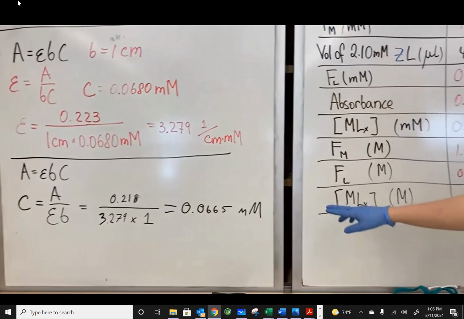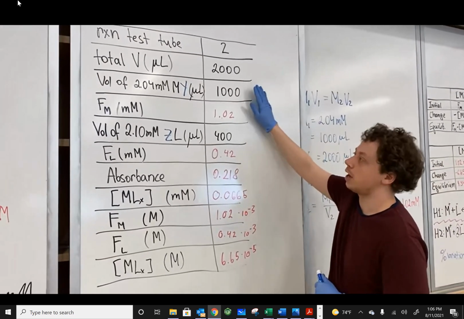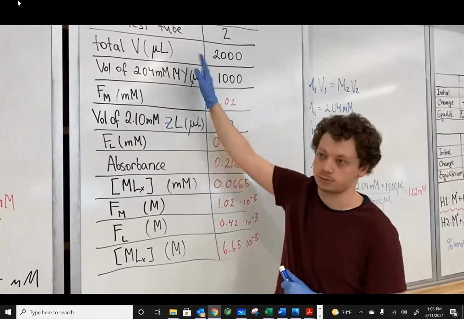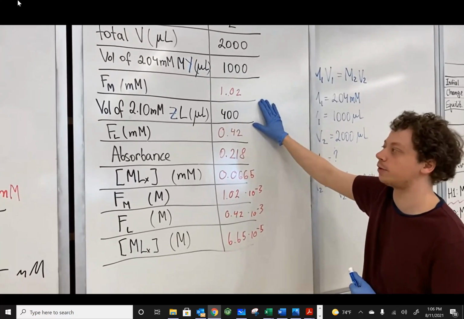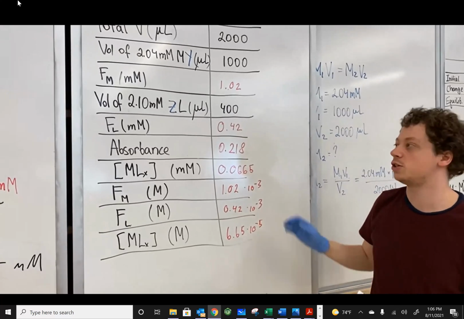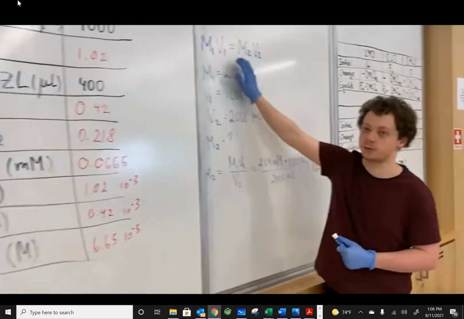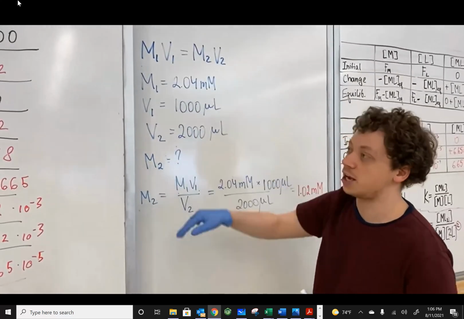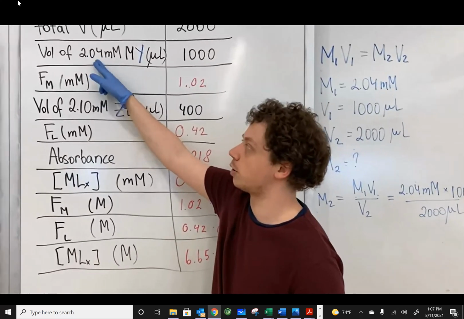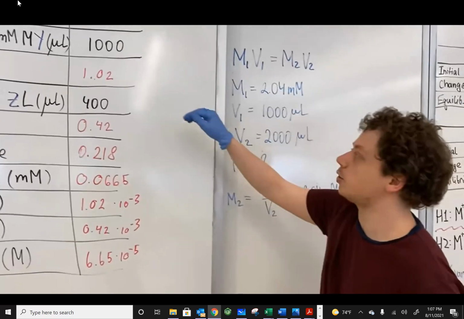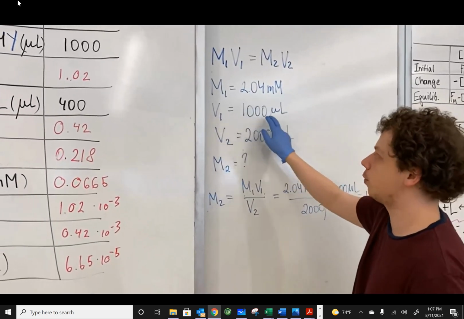So when we move to our actual trials, in our first test tube, we have a total volume of 2,000 microliters, a volume of our metal bonded to some ionic compound that it will break away from. We used 1,000 microliters of that, and we put in 400 microliters of our ligand. So the first thing we need to do is calculate our formal concentrations of both the metal and the ligand. The way we do that is we use our good old friend M1V1 equals M2V2. In this case, if we're trying to find the metal concentration, then we know our initial concentration of the metal is given as 2.04 millimolar. You can find this in your table. And we know that we used 1,000 microliters of this solution. So M1 will be 2.04 millimolar, V1 will be 1,000 microliters.